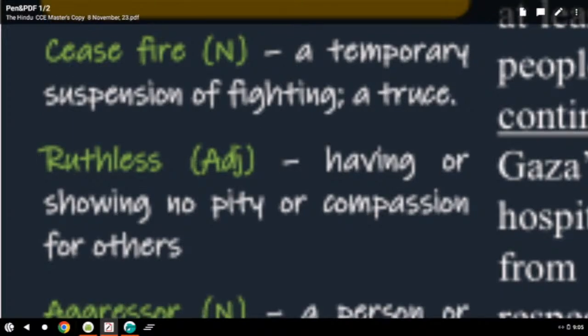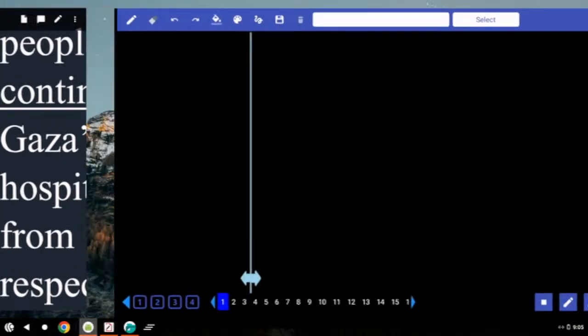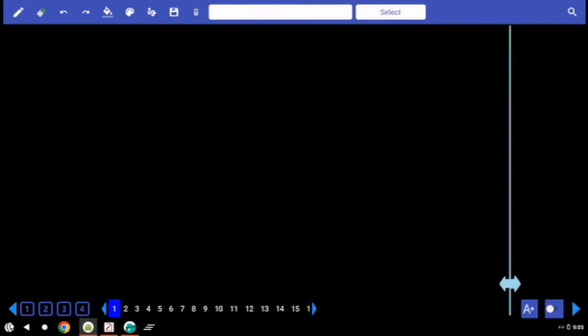An important word. Ruthless. We have got for the first time. Again, an important word. Part of speech adjective. Having or showing no pity or compassion for others. Underline the word compassion. Compassion means a kindness. Write the word kindness. Compassionate means showing kindness. No compassion. Someone is suffering, you're not bothered. You're compassionate or not compassionate? Not compassionate. But when we want to say someone is not bothered about others' sufferings, we use 2 words.